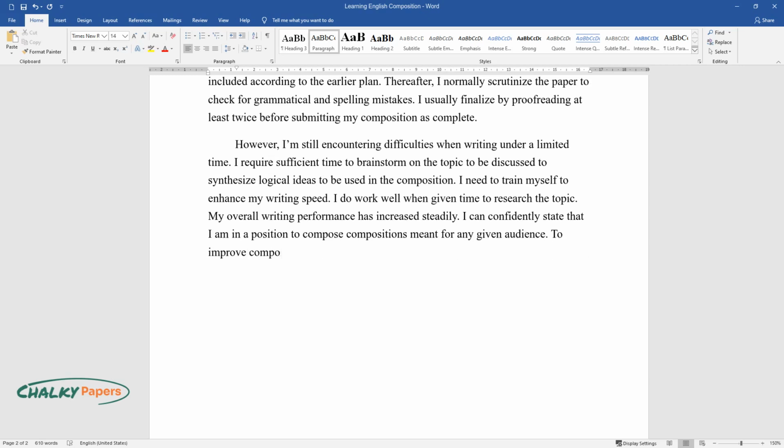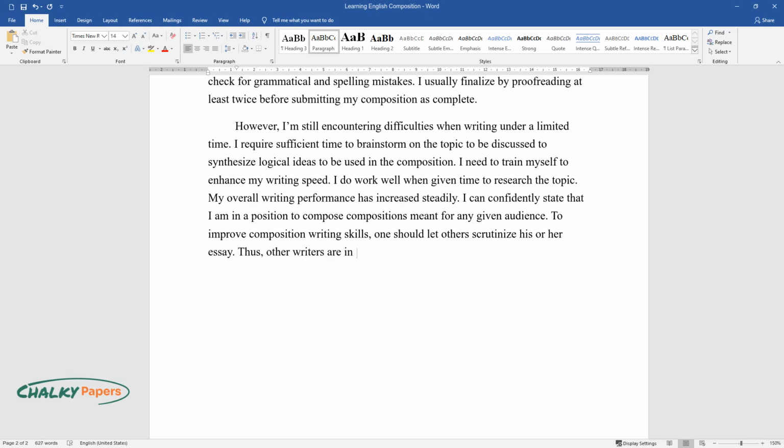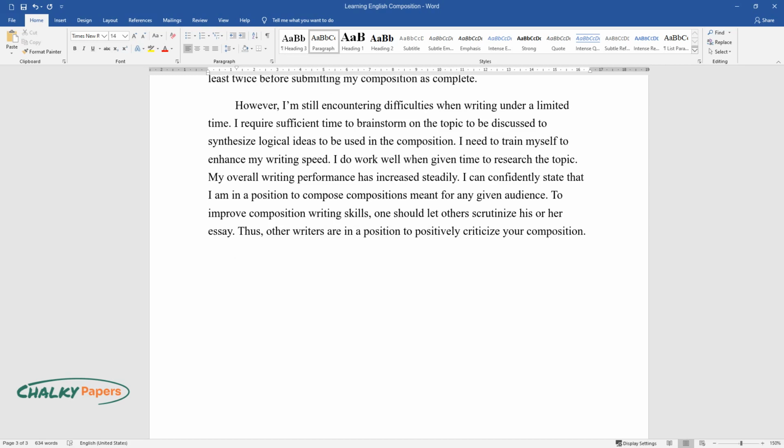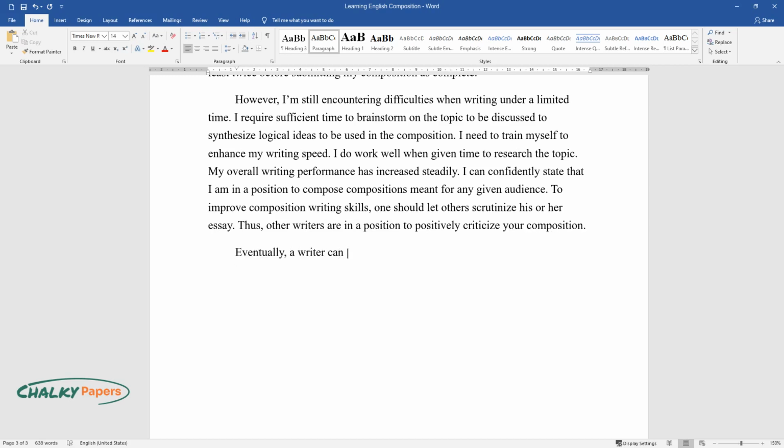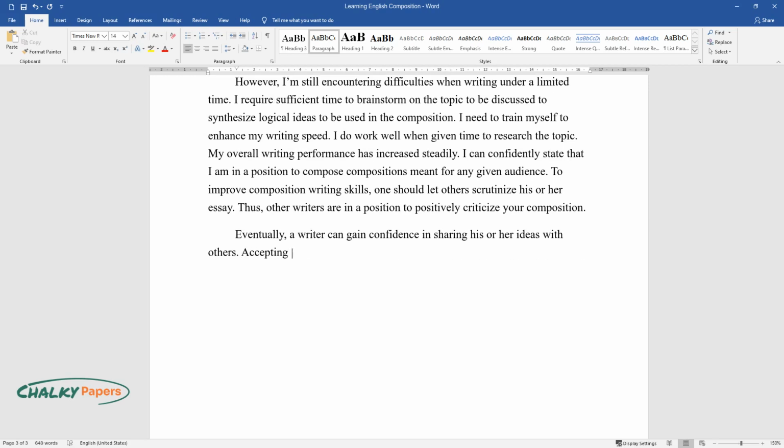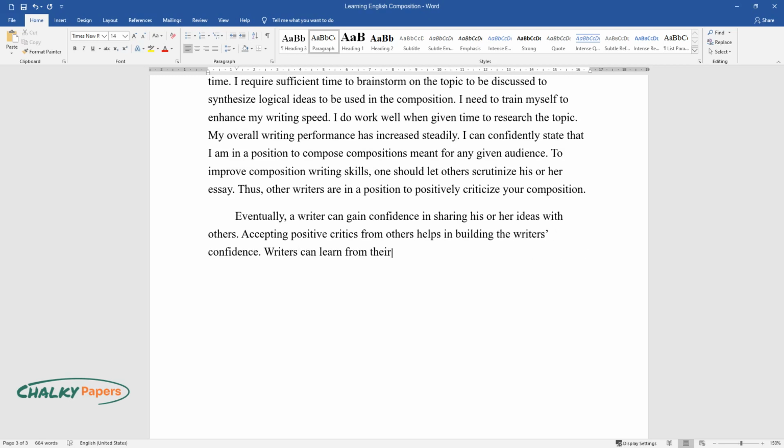To improve composition writing skills, one should let others scrutinize his or her essay. Thus, other writers are in a position to positively criticize your composition. Eventually, a writer can gain confidence in sharing his or her ideas with others. Accepting positive critics from others helps in building the writer's confidence. Writers can learn from their peers.